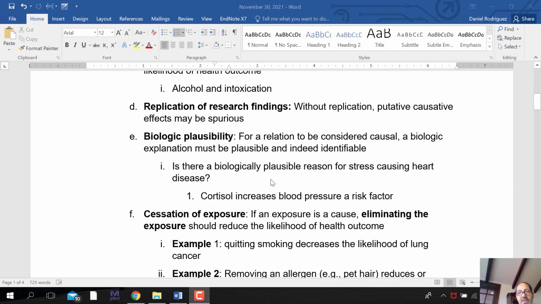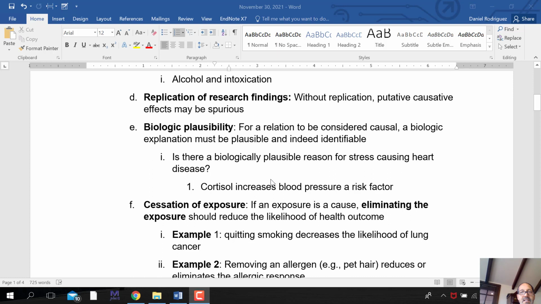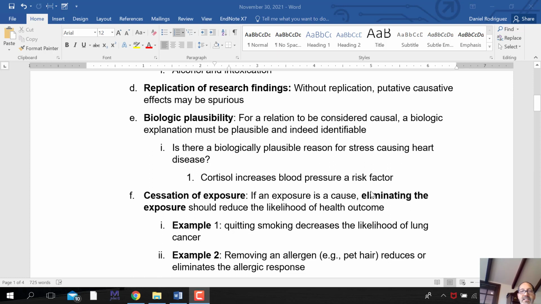Biologic plausibility, so is the relation that is being studied biologically plausible? Is there a biological explanation? Can we identify a biological explanation? Here's an example. Is there a biologically plausible reason for stress causing heart attack or heart disease? Yeah, stress is related to the release of cortisol, and cortisol is related to blood pressure, and that's a risk factor for heart disease. So it's biologically plausible that stress could cause heart disease. I'm not saying that it does, but it's plausible because of these mechanisms.